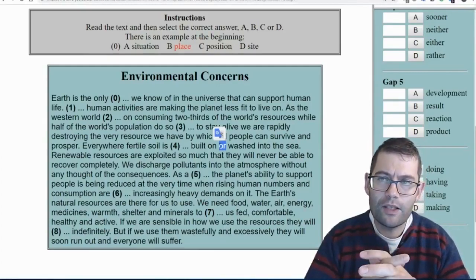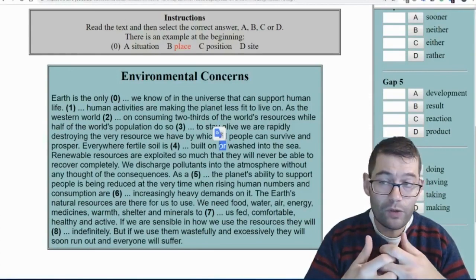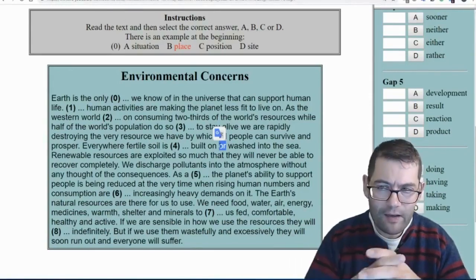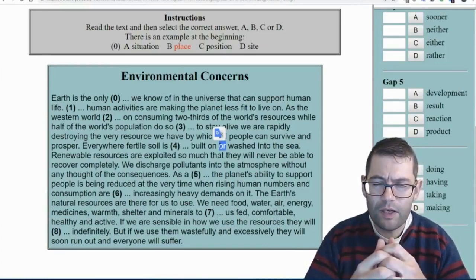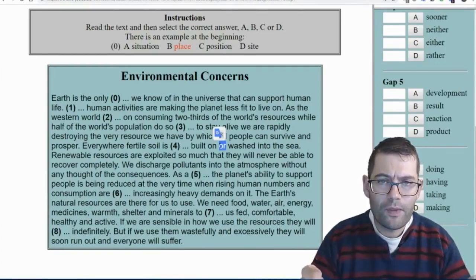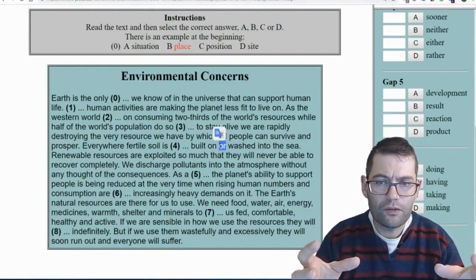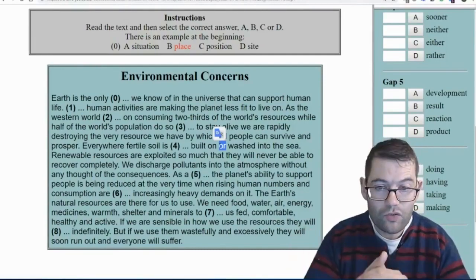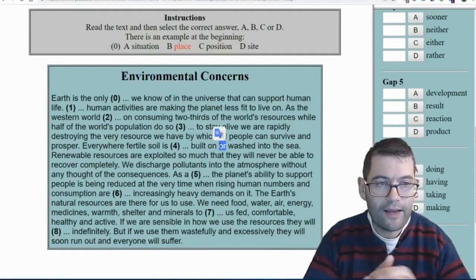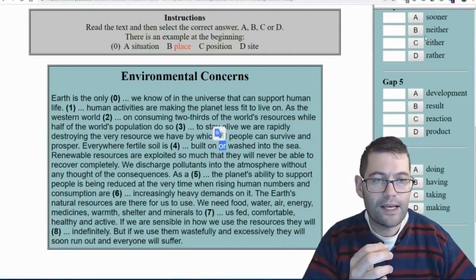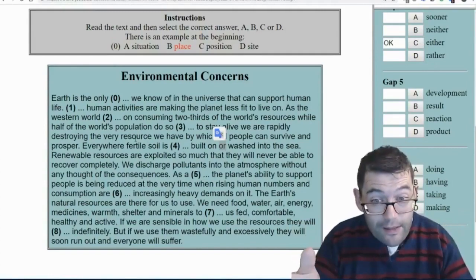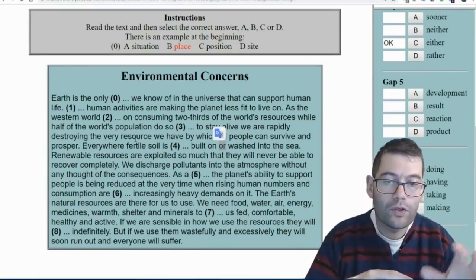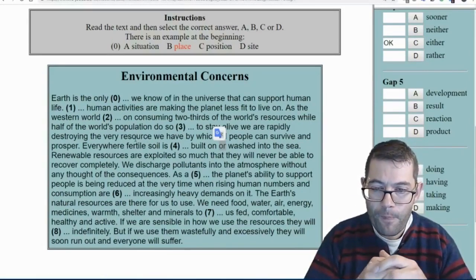Rather is a word that we use for choice. I'd rather have that, for example. So I can't think of a context where we would use rather. So from a contextual point of view, the only answer that we can choose here is either. And of course, that fits the context as well. So everywhere fertile soil is either built on or washed into the sea.